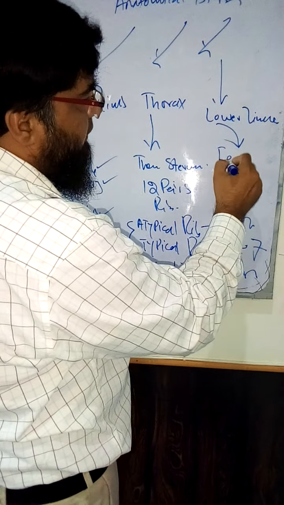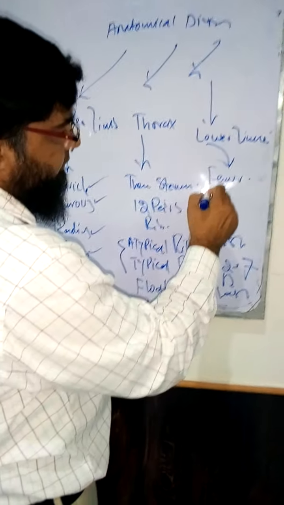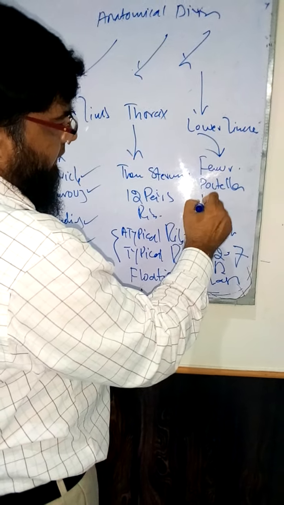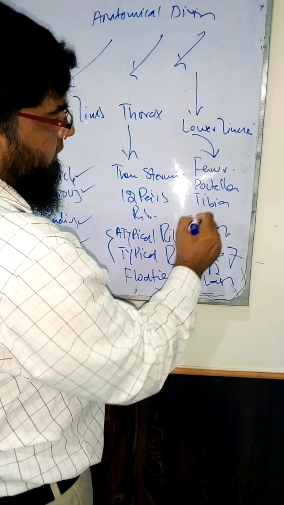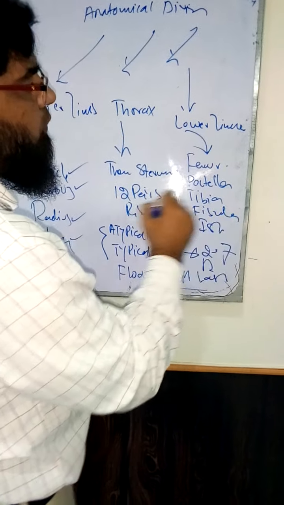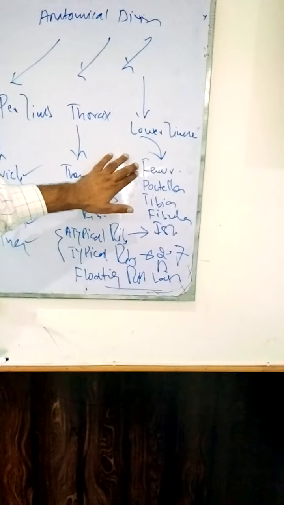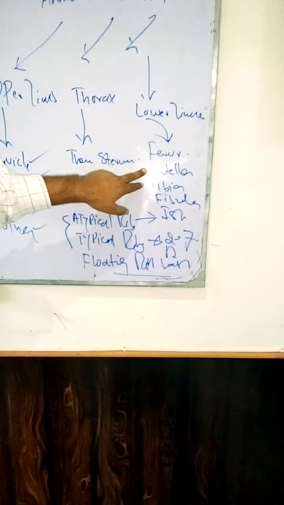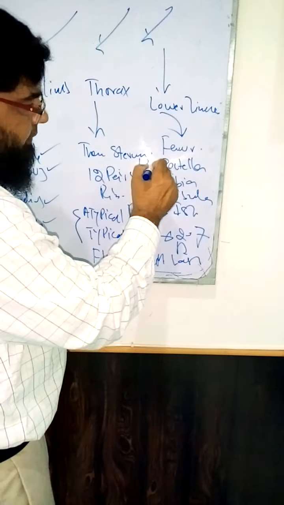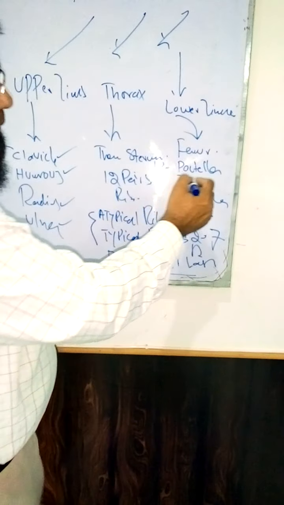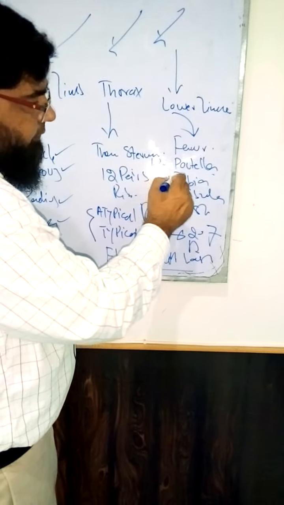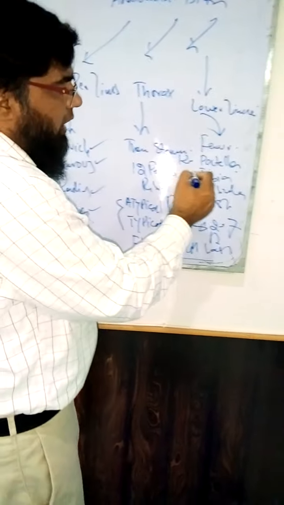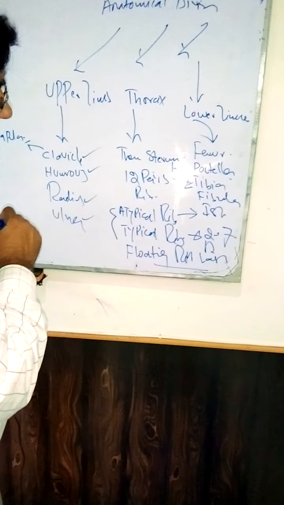Here we have the femur, patella, tibia, and fibula. The femur is the longest bone in the human body. Then comes the patella, which we can call the kneecap. After the patella, there is the strongest bone, called the tibia, the thickest bone in the human body. We can also call it the shin bone.